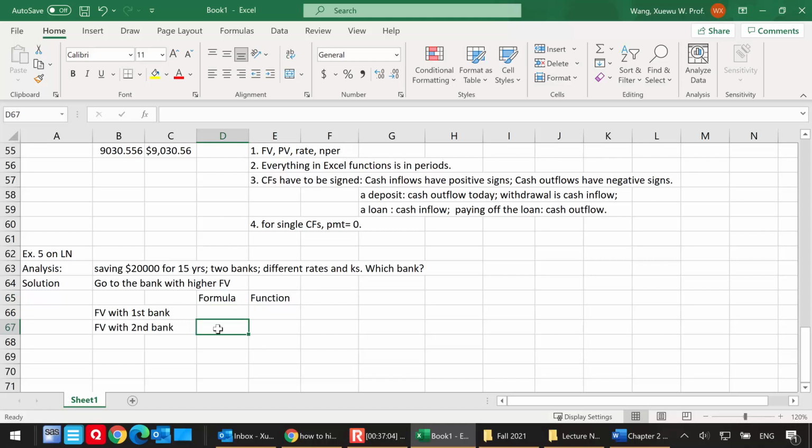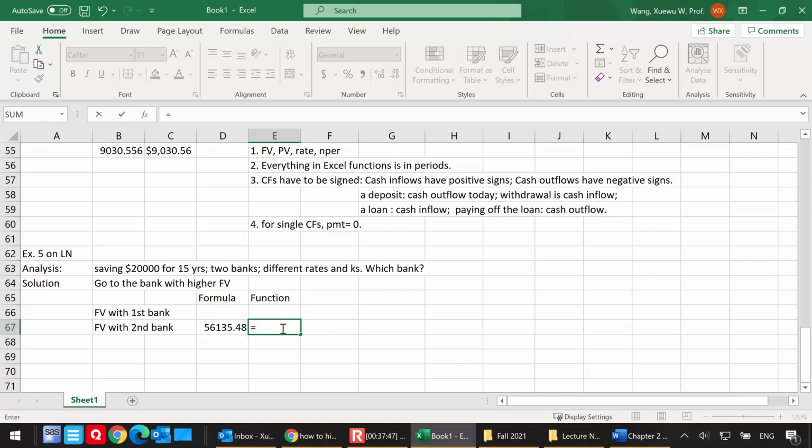I'm going to go ahead with the Second Bank first, because the Second Bank is doing 6.9% interest with monthly compounding. If I want to calculate the future value with the Second Bank, I'm going to do 20,000 multiplied by 1 plus the interest rate, which is 6.9% annual rate, divided by 12, raised to the power of 15 years times 12. That will get me the future value for the Second Bank. So now that's 56,135.